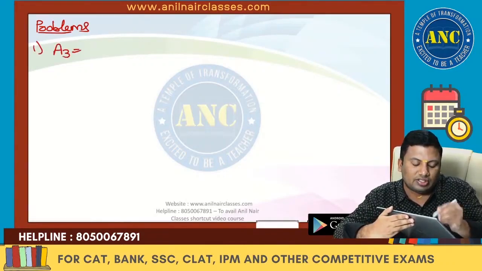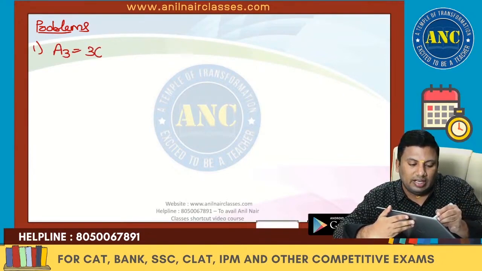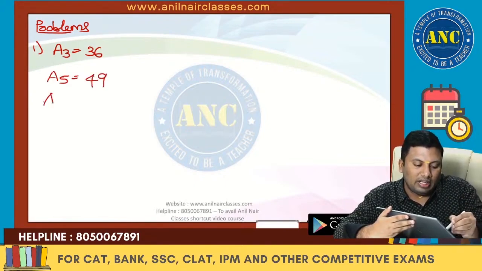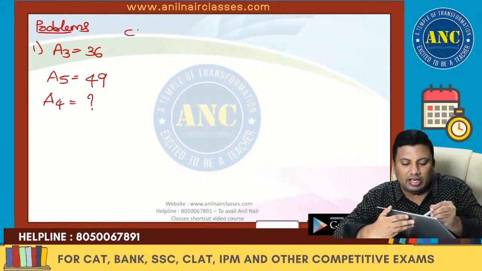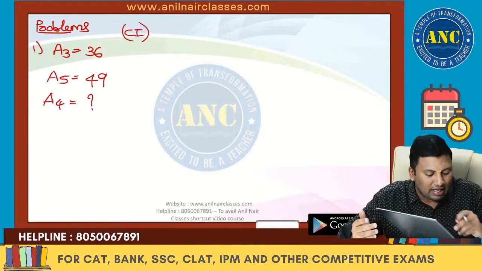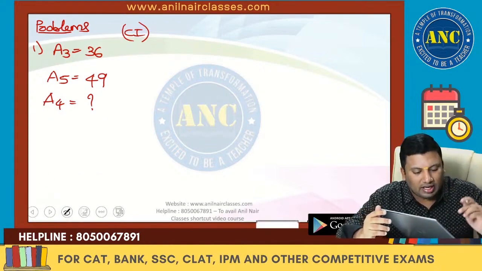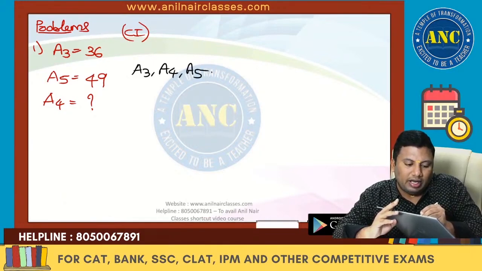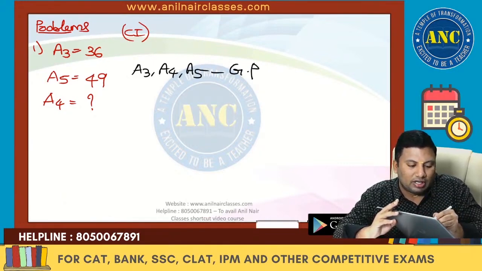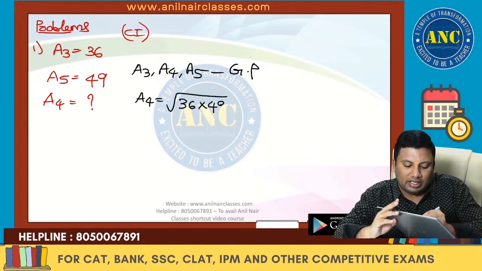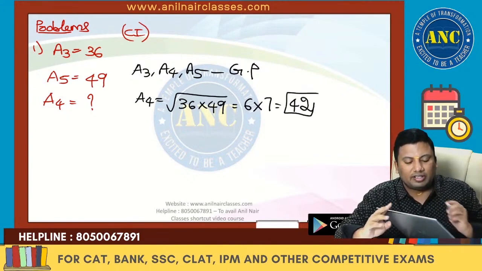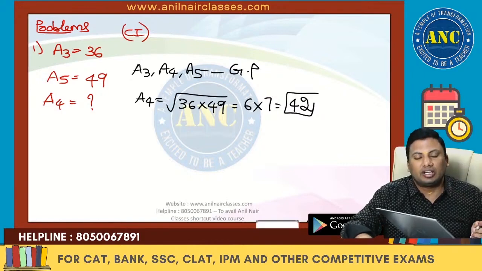Amount after 3 years is 36. Amount after 5 years is 49. What is the amount after the 4th year? In the case of compound interest problems, listen carefully. A3, A4, A5 are in geometric progression. So A4 is nothing but the root of A3 into A5, root of 36 into 49. 6 sevens are 42. Amount after 4 years is nothing but 42.